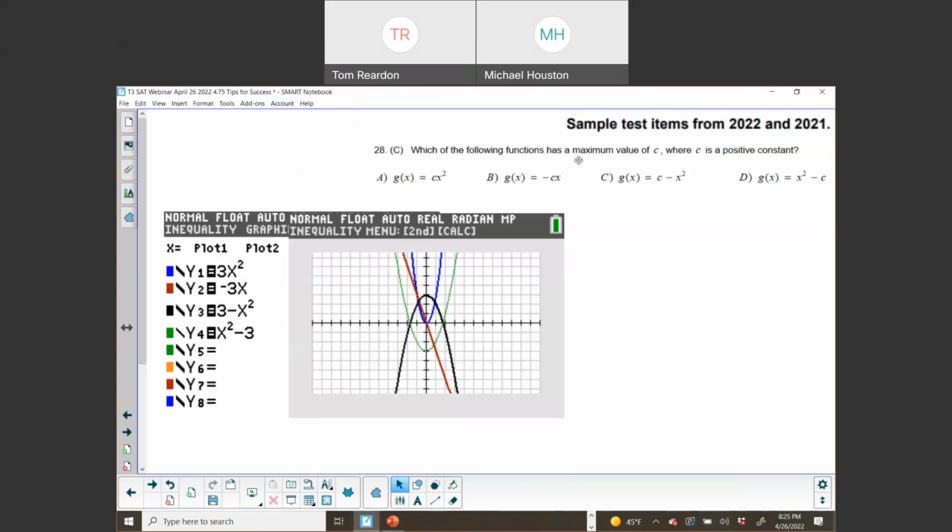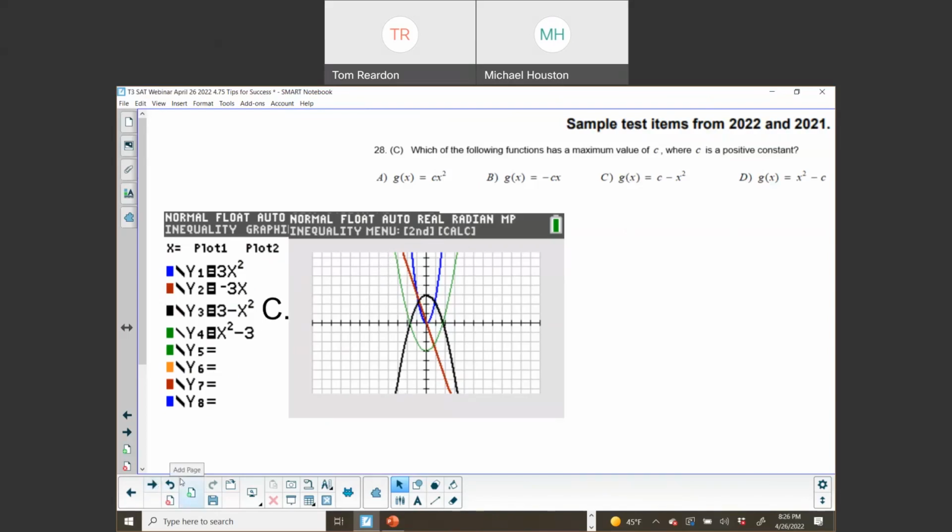And so which one has a maximum value of that value c? Well, you can see in 3x squared, which is blue, there is no maximum value, so that's out. Negative 3x in brown, no maximum value. 3 minus x squared has a maximum value of 3, and x squared minus 3 has no maximum value. So this one is pretty clear, and 3 is that positive constant and that maximum value. So the answer is C.